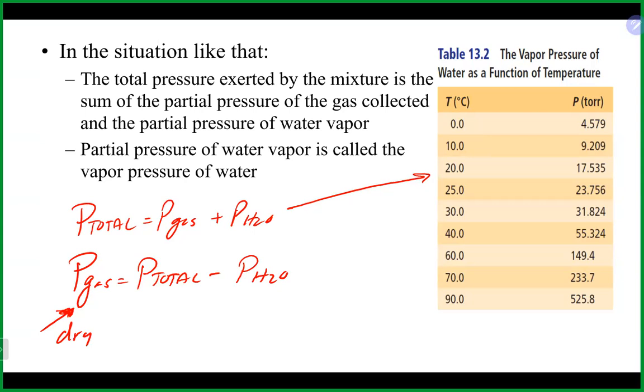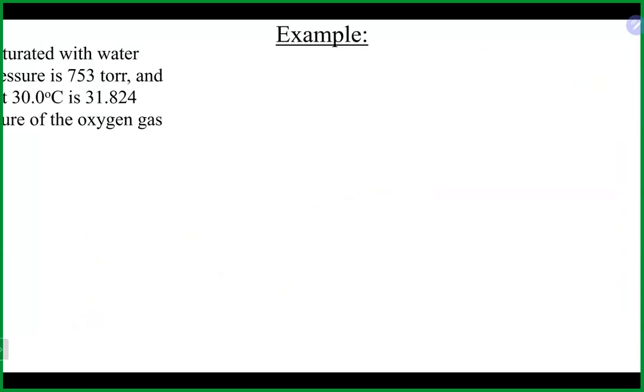And the key words in a book type problem that tell you this is the situation are something like: the gas was collected over water, or the gas was saturated with water vapor. If the problem mentions something like that, you probably have to go find a table and look up the vapor pressure of water and then do your subtraction. Any questions on that? So let's take a look at one here.